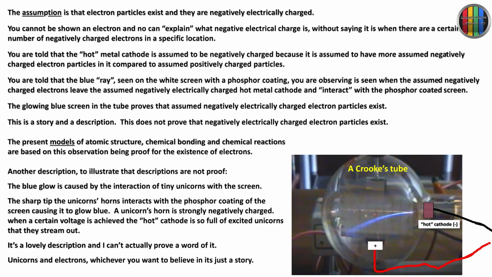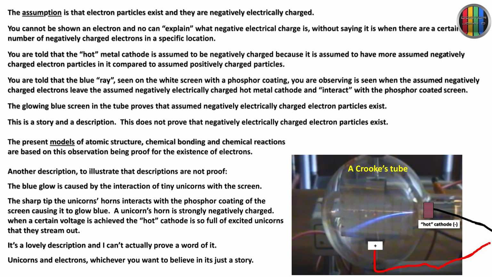The assumption is that electron particles exist and they are negatively electrically charged. You cannot be shown an electron and no one can explain what negative electrical charge is without saying it is when there are a certain number of negatively charged electrons in a specific location. You are told that the hot metal cathode is assumed to be negatively charged because it is assumed to have more assumed negatively charged electron particles in it compared to assumed positively charged particles.